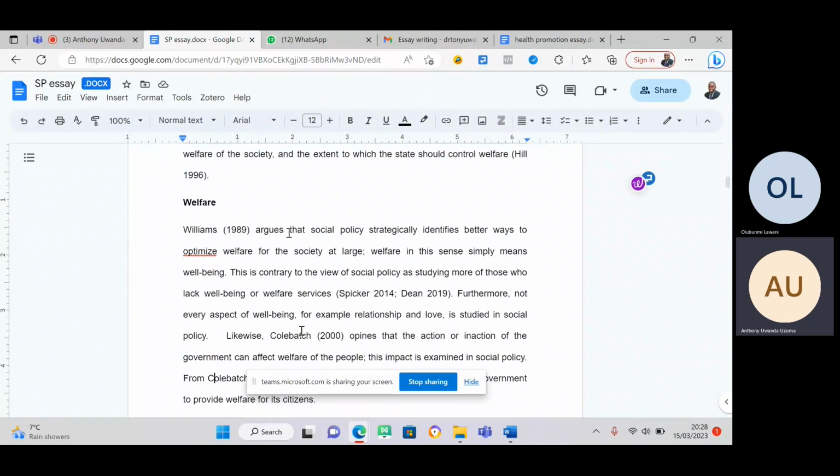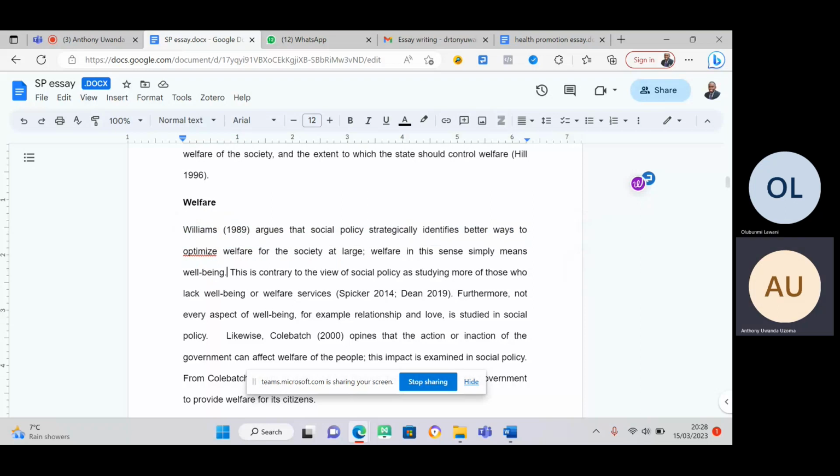There are some languages I use. Can you see this one? Williams argues that 1, 2, 3, 4. That is one idea, that's one definition, as in one summary. Remember, I'm using my own words. I'm not copying them. Okay.